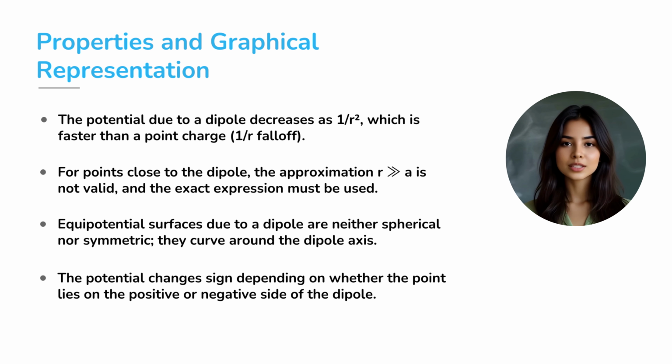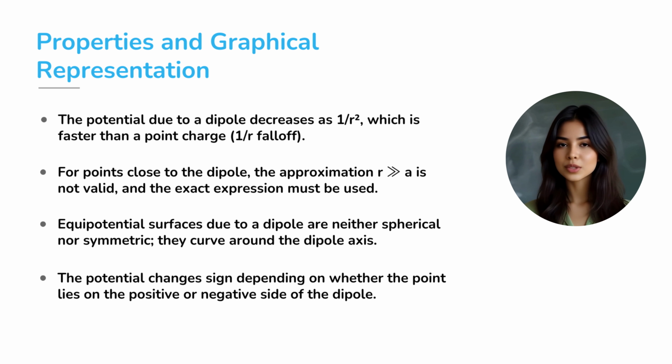Now let's discuss how this dipole potential behaves. First, unlike a point charge where the potential falls as 1 over r, here it falls faster, specifically as 1 over r squared. That means, at large distances, the dipole's influence fades more quickly. Second, the sign of the potential depends on the side of the dipole you're on. That's because one side is dominated by the positive charge and the other by the negative charge.